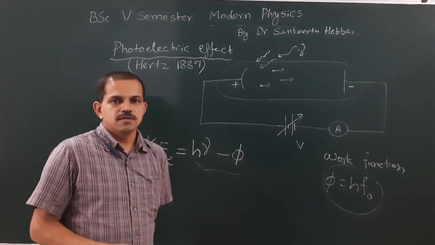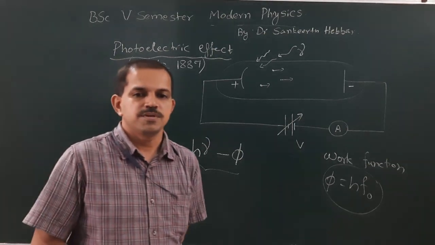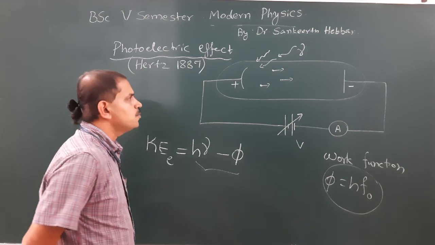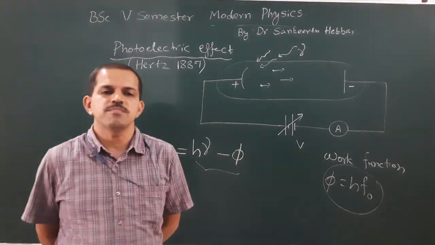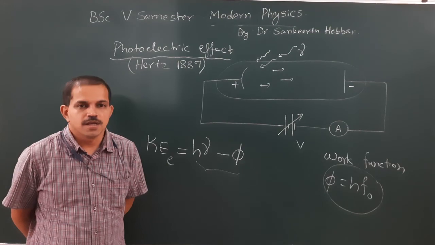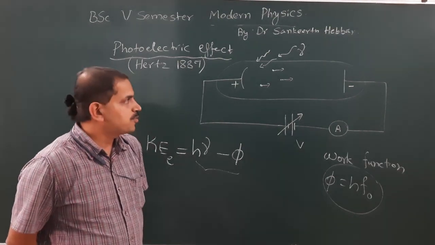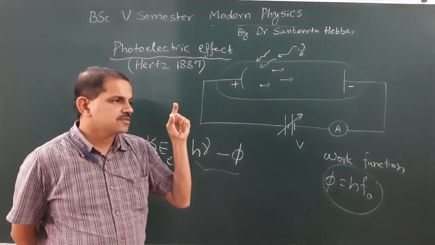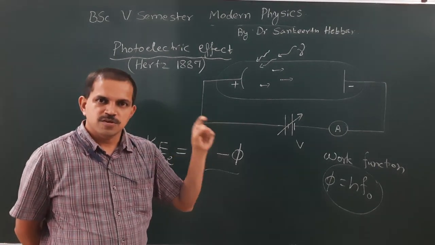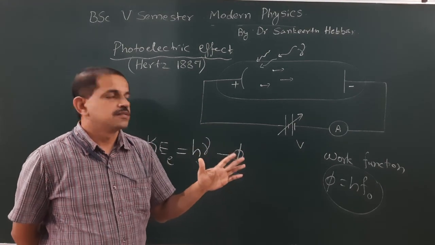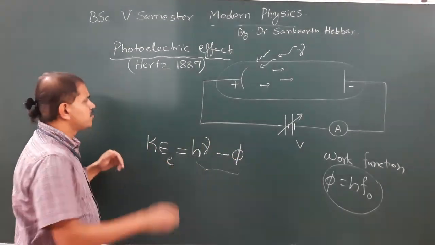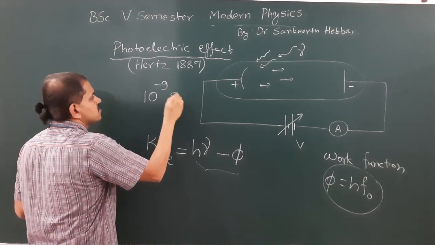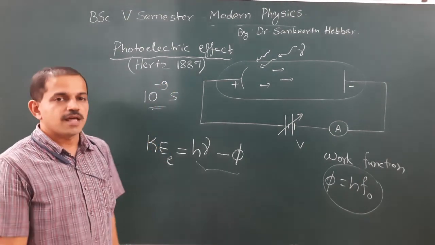and because of that it will have sufficient energy to reach the other end of the tube, the cathode. So this is the fundamental concept behind the photoelectric effect. A few important points that you should remember: one is that this process was instantaneous. As soon as there was electromagnetic radiation or X-rays, there was a current. This was instantaneous, meaning it was happening in a time of the order of 10 to the power minus 9 seconds, that is, nanoseconds.